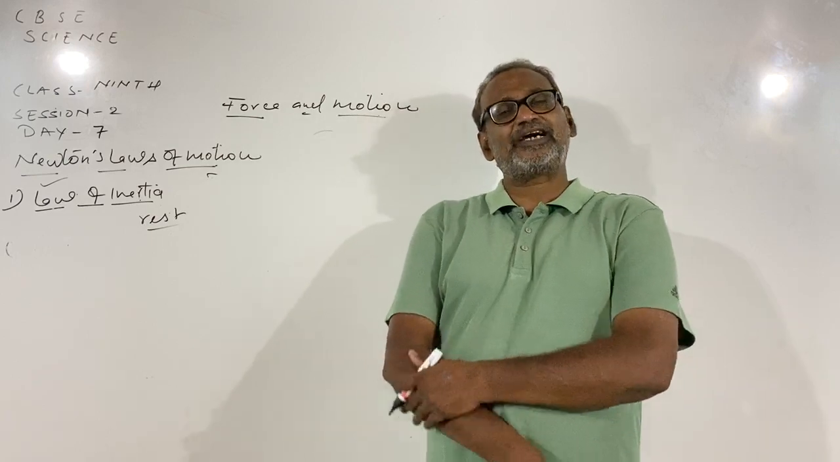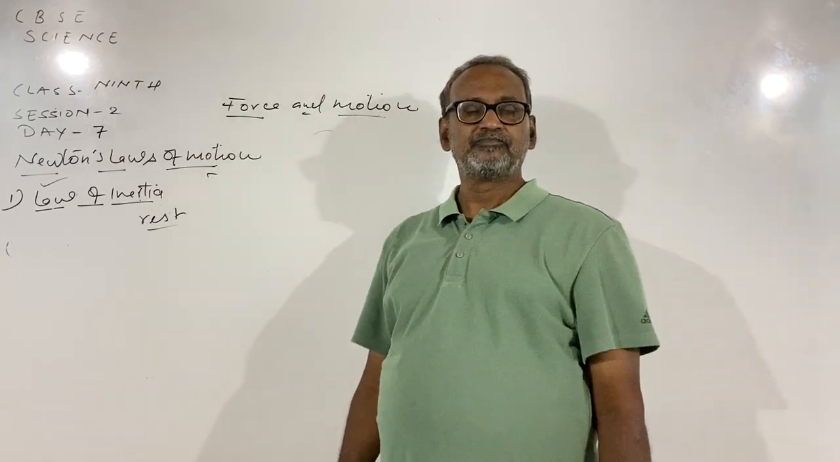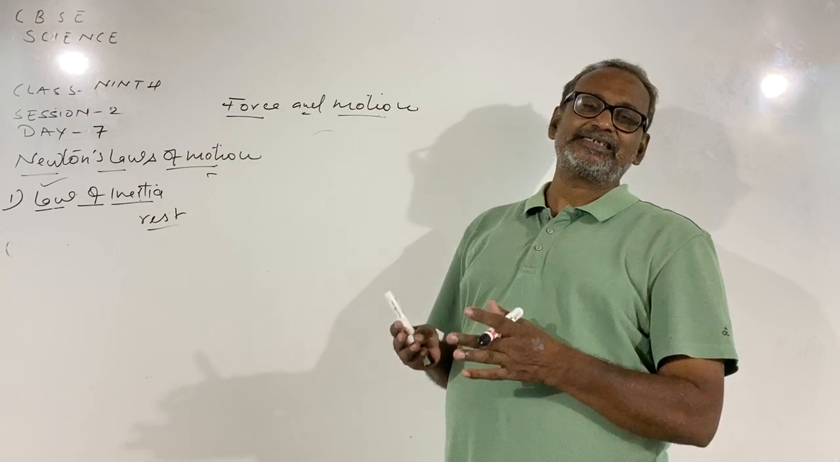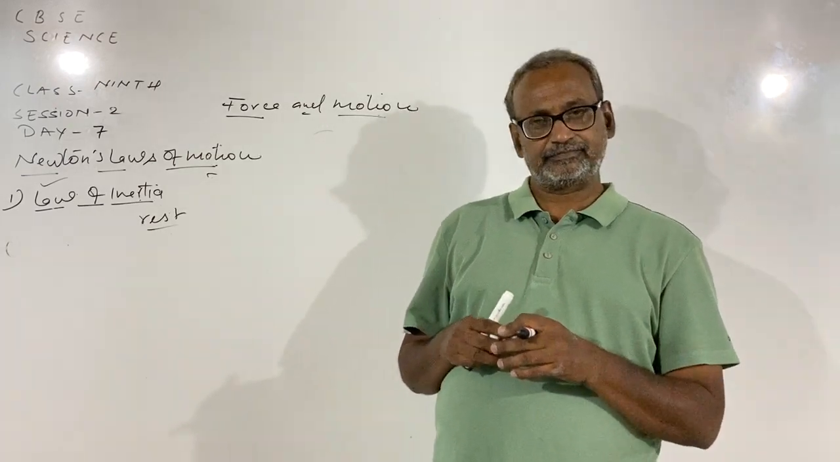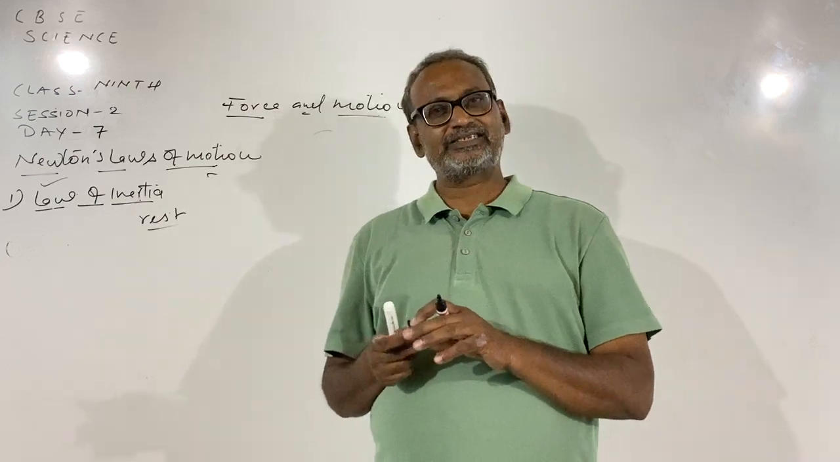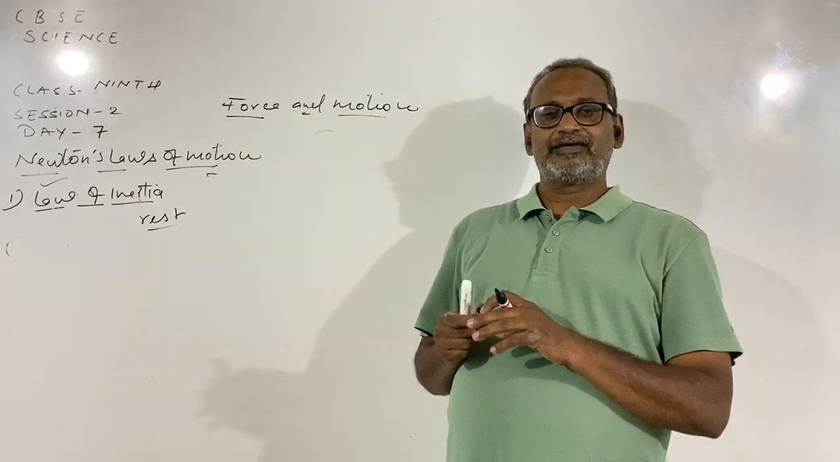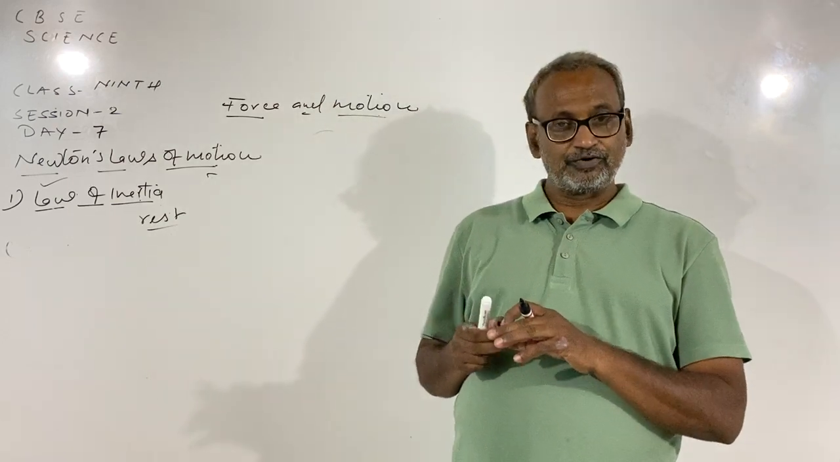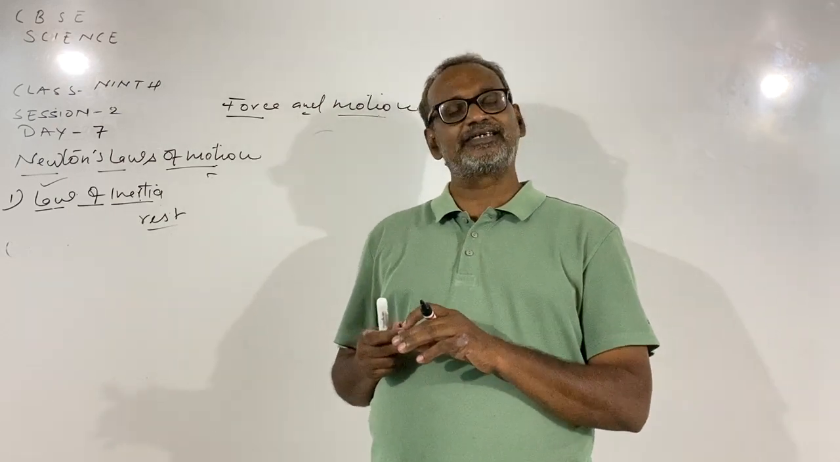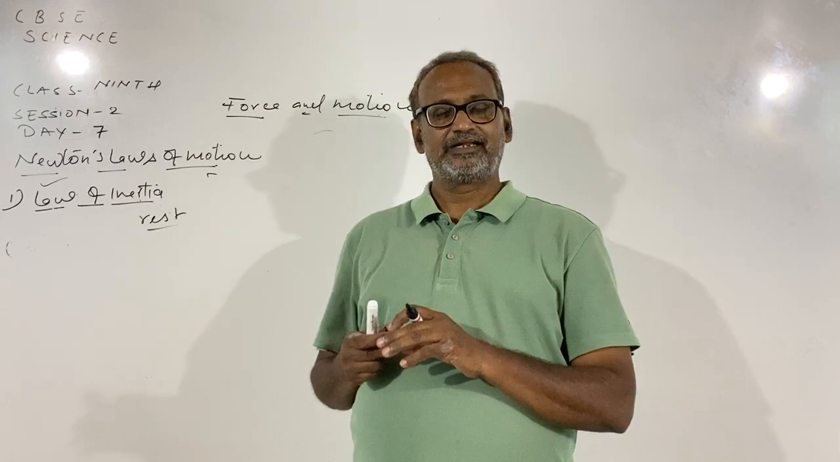If a bus starts suddenly, the passengers are likely to fall in the backward direction. अगर एक बस अचानक चलने लगे या एक घोड़ा अचानक दौड़ने लगे तो उसमें बैठा हुआ घुड़सवार पीछे की ओर गिर जाएगा. Let us explain it.